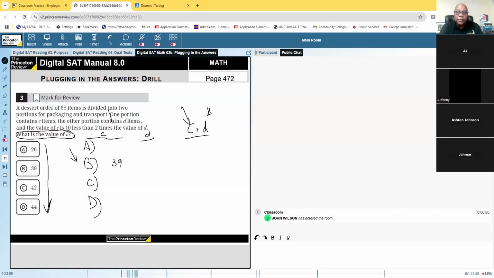Let's have a reading of the first sentence, AJ. Yeah, just read the first sentence. A dessert order of 68 items is divided into 2 portions for packaging and transport. So if C is 39, what is D according to that? How do we get it?